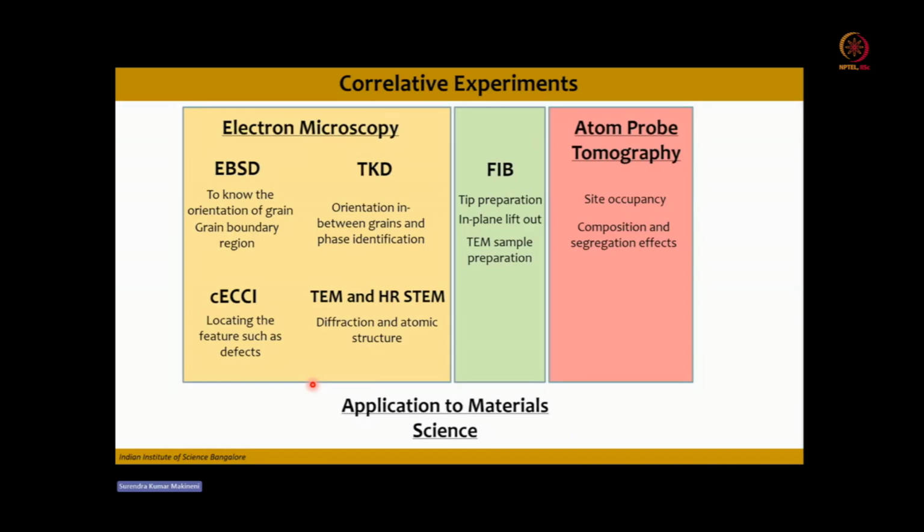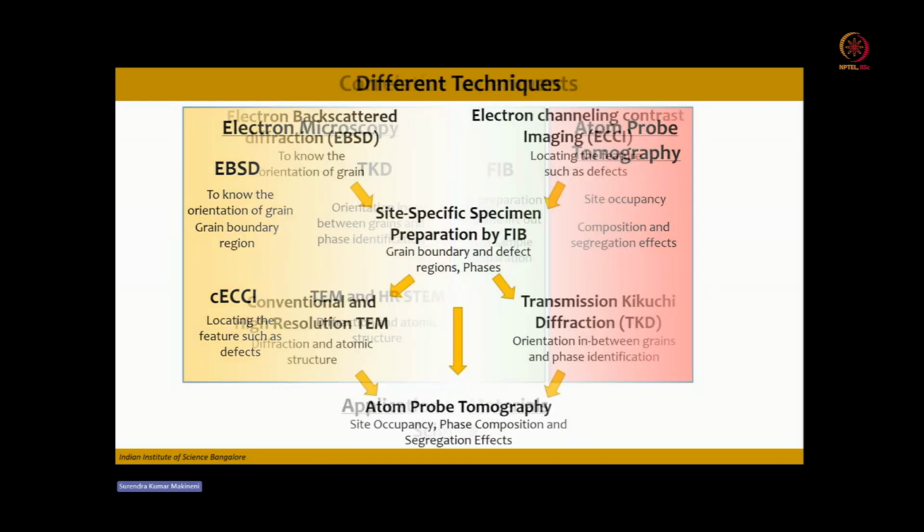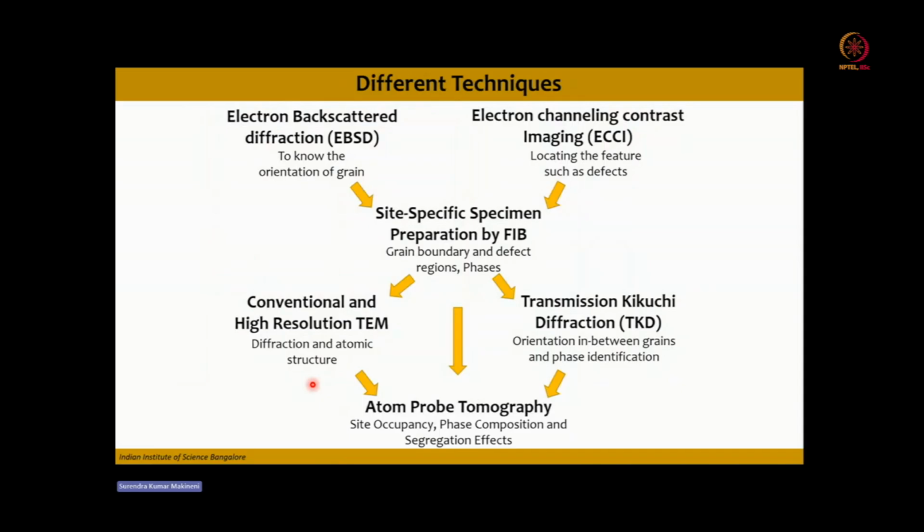These samples, if site specific, you can prepare by FIB. So FIB can be used for tip preparation, in-plane lift-out, and also TEM sample preparations. Once the sample is prepared, then this particular sample can be analyzed in an atom probe by field evaporation, especially the site occupancy, composition, and segregation effects. So I will give you brief examples related to applications in materials science. These are the different techniques I briefly introduced, which I will not go through again.